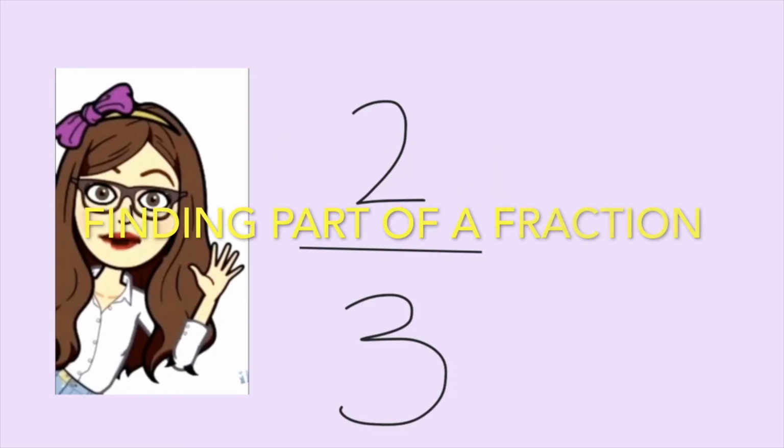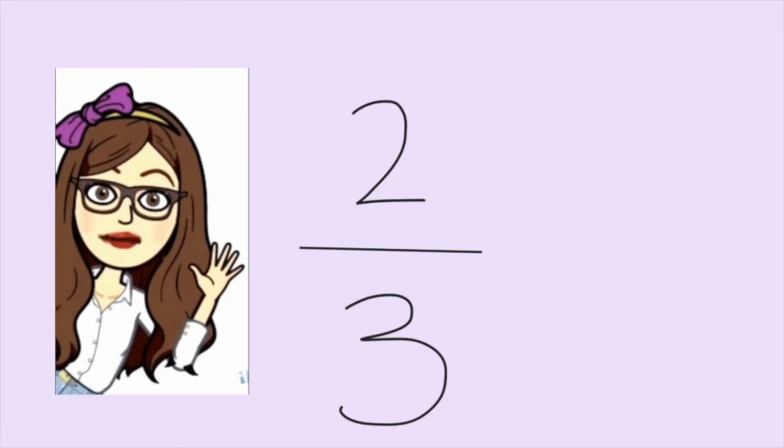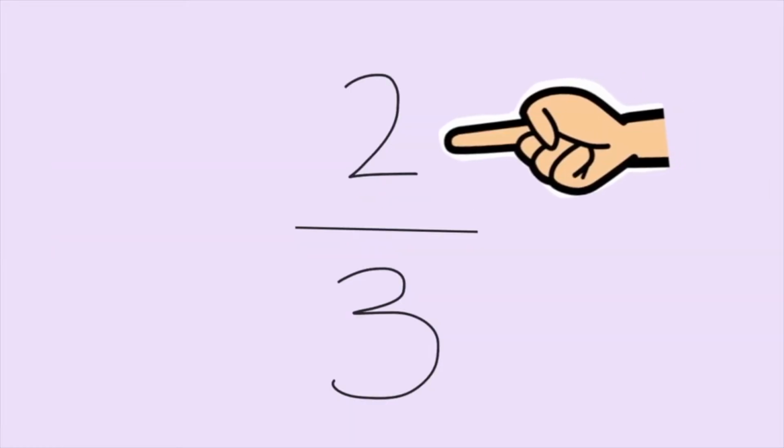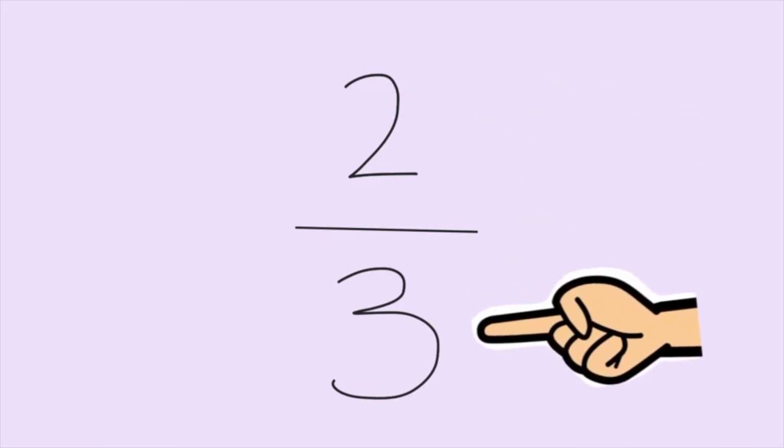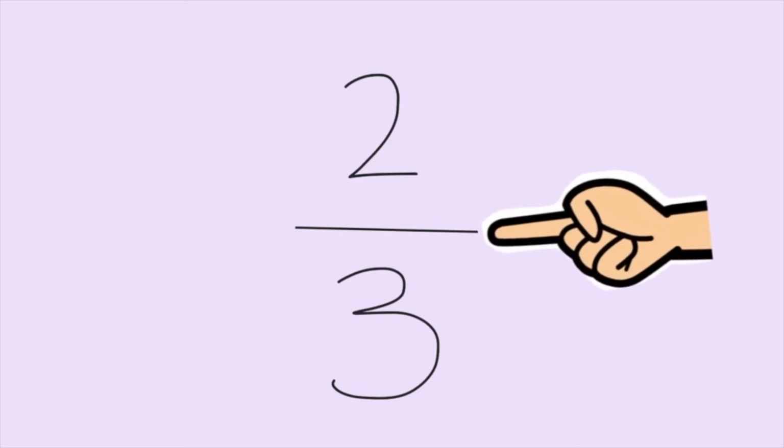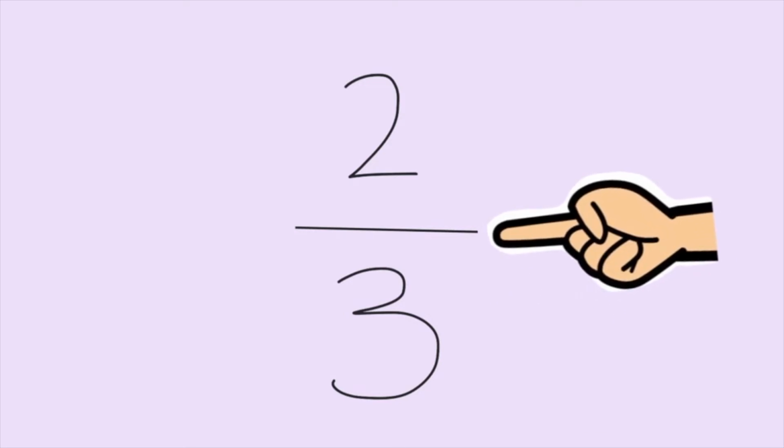Today we're going to talk about finding parts of a fraction. But before we talk about finding parts of a fraction, let's just go over what a fraction is. The top number is called the numerator. The bottom number is called the denominator. And the little line in the middle is called the vinculum.